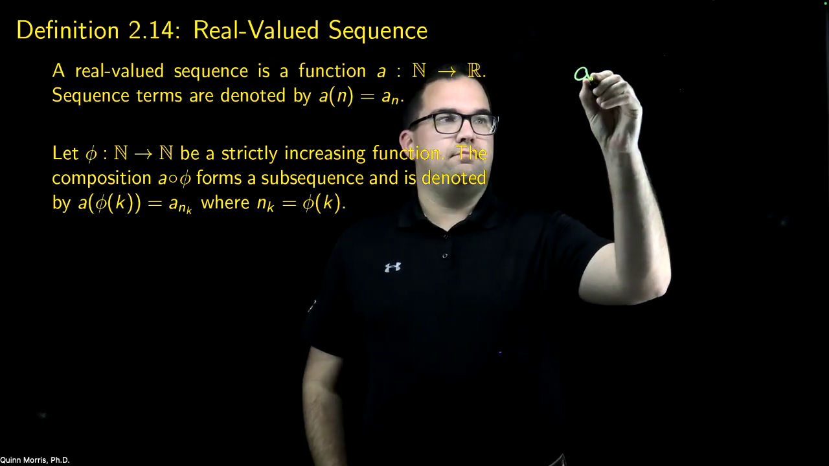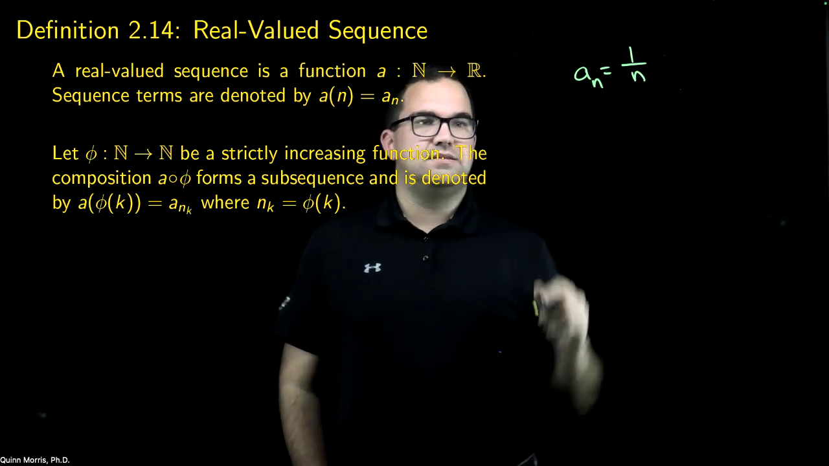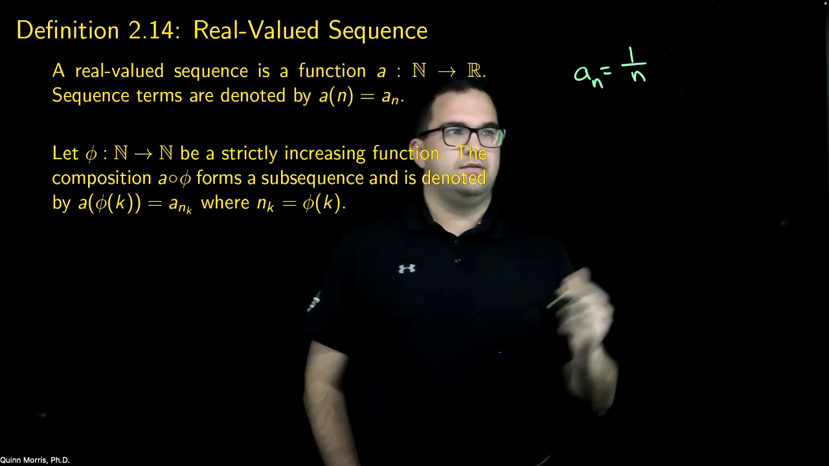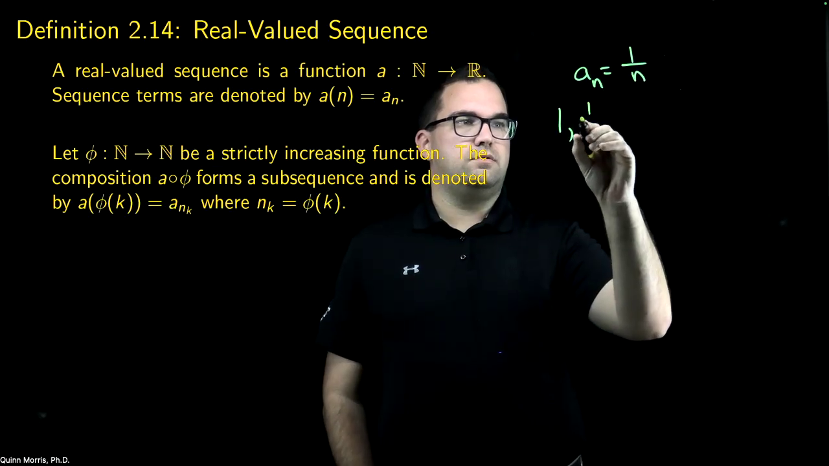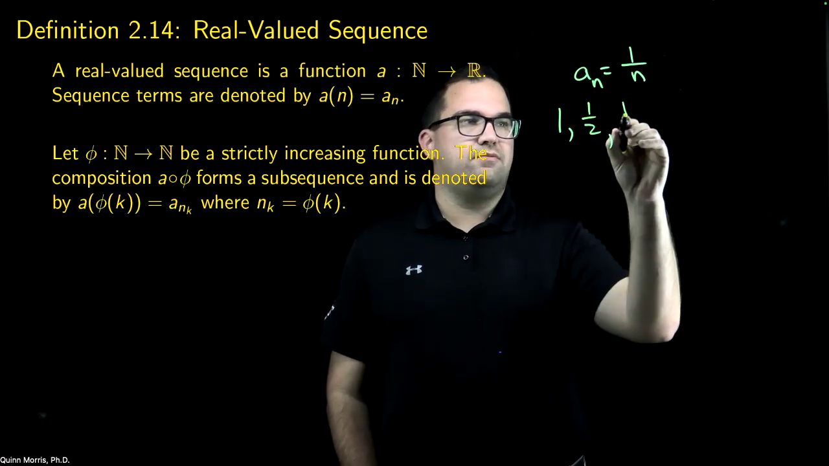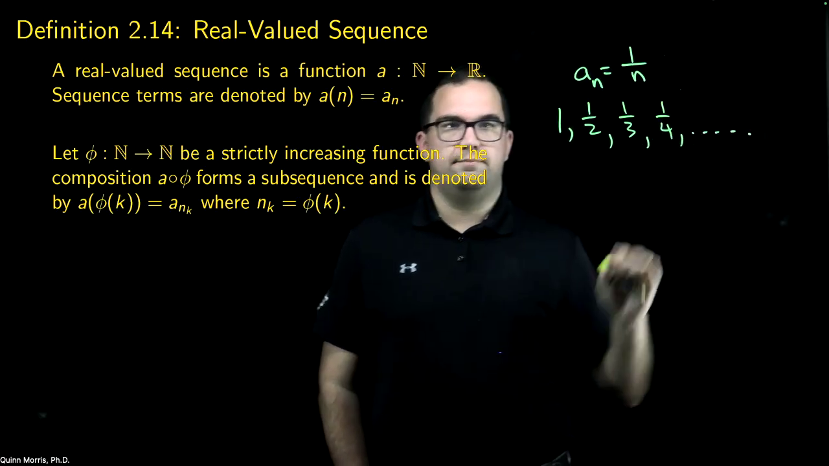As a basic introductory example, we could take A sub n is equal to 1 over n. This would give us the sequence of values. When n is equal to 1, I get 1. When n is equal to 2, I get 1/2. When n is equal to 3, I get a third, and so on and so on.